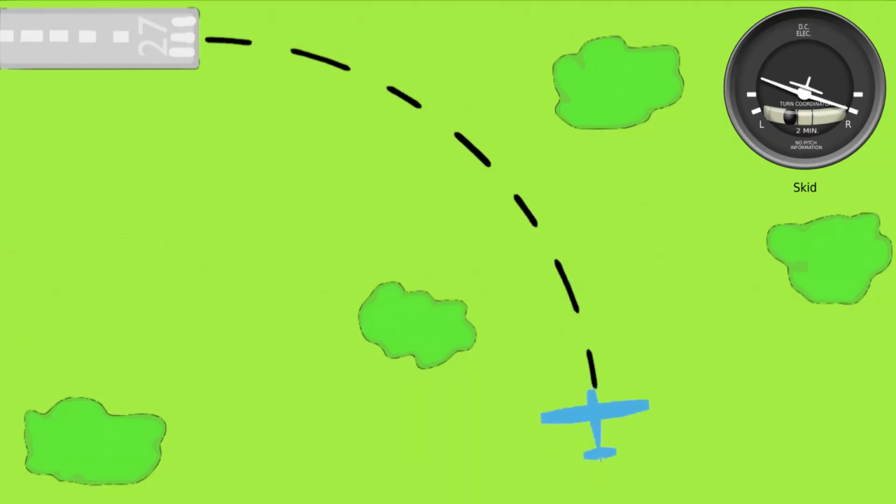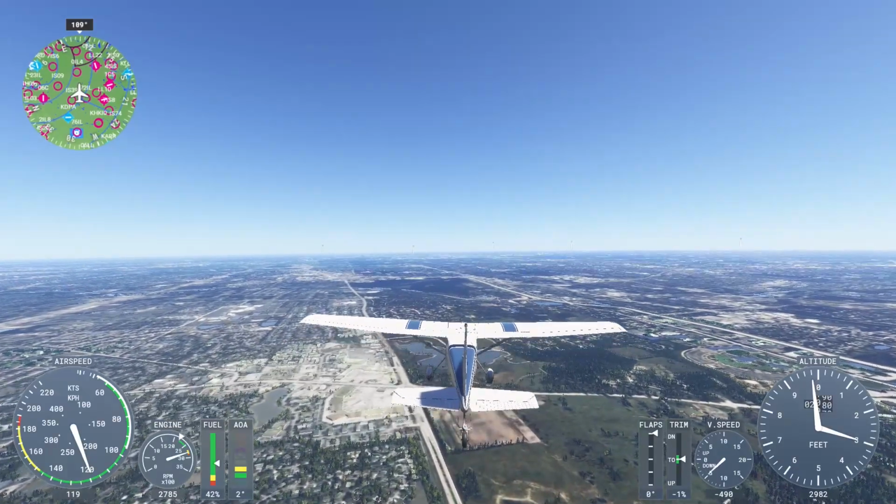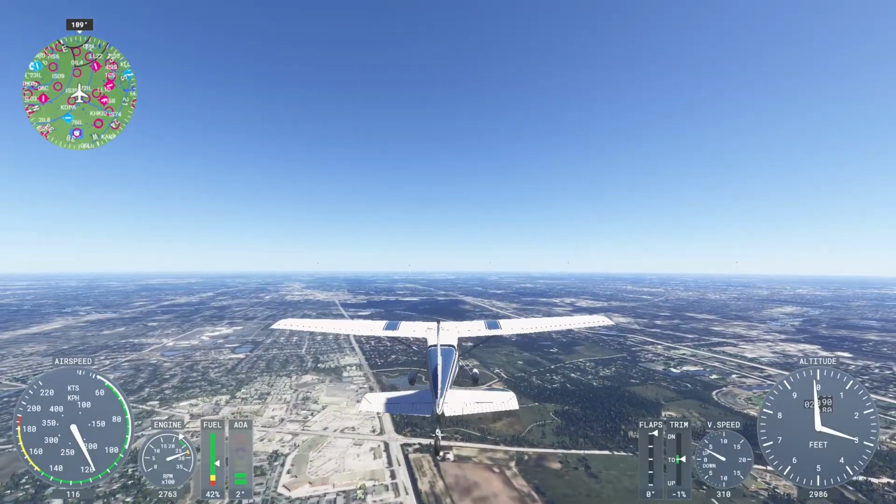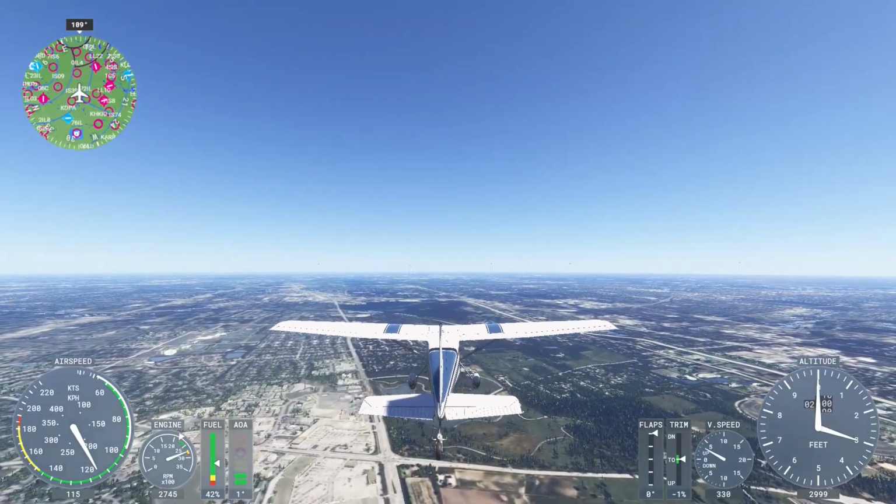Here's an example of what a skid looks like. Notice how the nose drags inward while the tail drags outward of the path of the turn. Skids can be dangerous due to the high angle of attack on the lower wing. This can lead to a cross-controlled stall, which could develop into a spin.